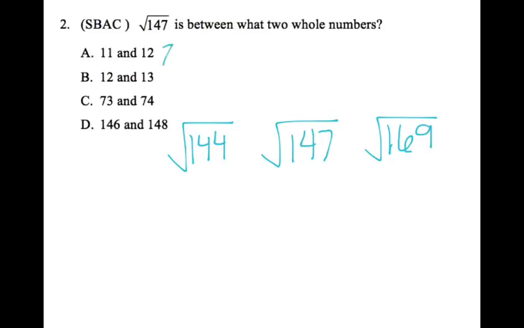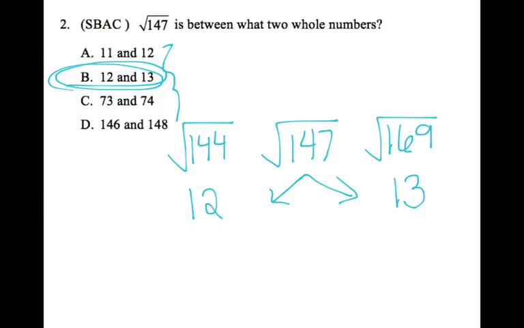Now the numbers that they give us in our problem are all integers. So that means that we found the square root of our two perfect squares. So 147 is going to be between 12 and 13. My answer is B.